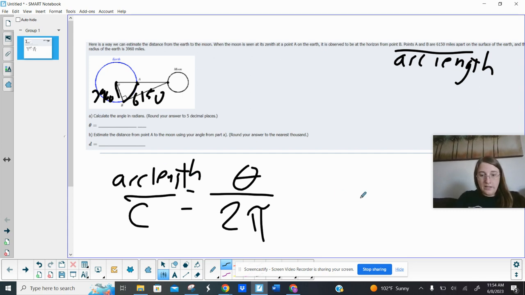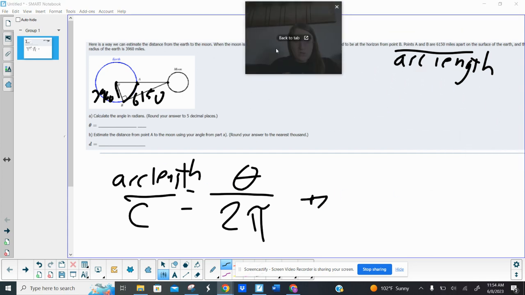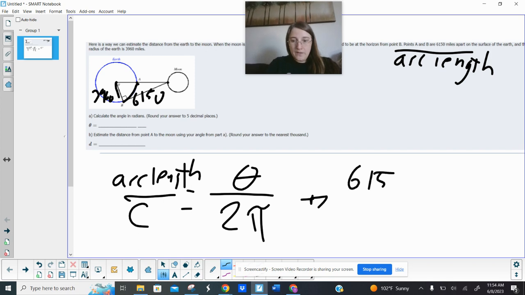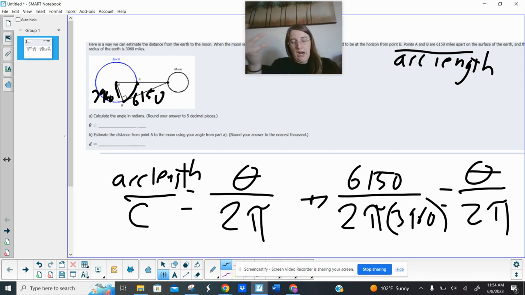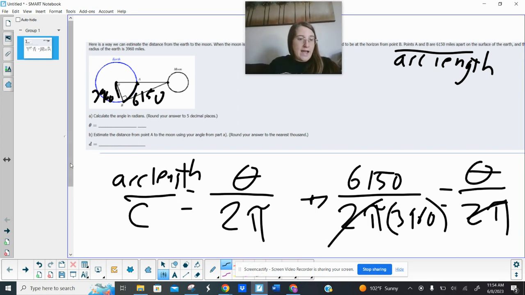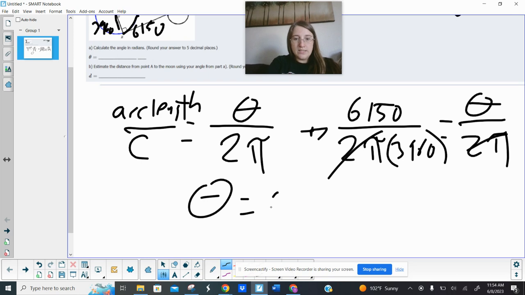So you've got the arc length, I'm gonna move this up. The arc length is 6,150, and then the circumference formula is 2 times pi times the radius, which we know to be the 3,960. And this is gonna equal our angle, which is what we're trying to find, out of 2 pi. Because we're dealing with radians, this ends up working out this way anyways. We can cancel out these 2 pi's because they're both on the bottom, or you can just cross multiply and they'll end up canceling out regardless. But I'm just going to cross out those 2 pi's. So what you have is theta equals 6,150 divided by 3,960.